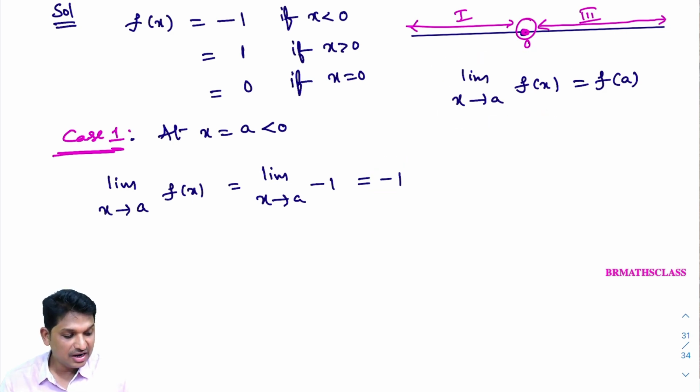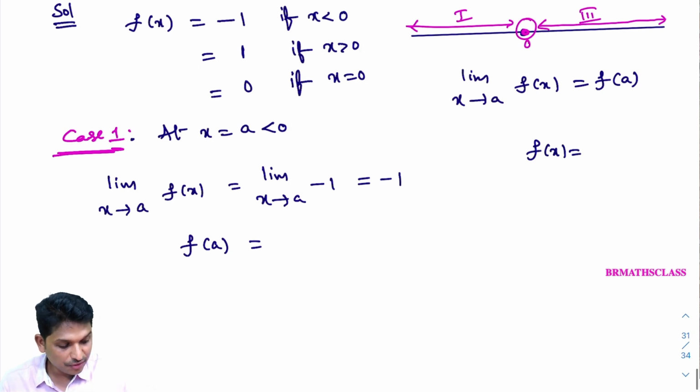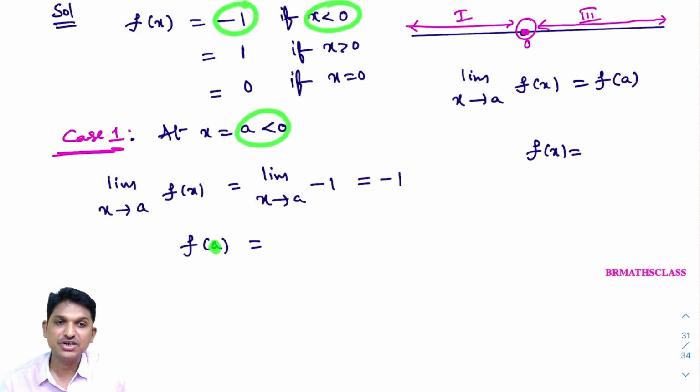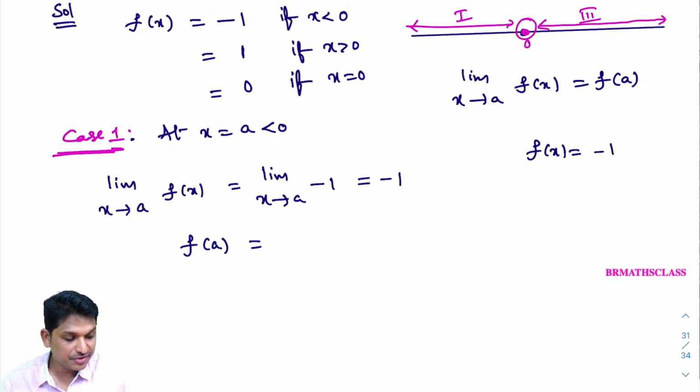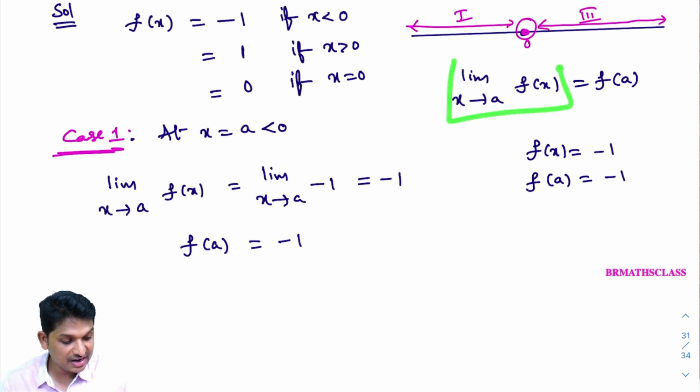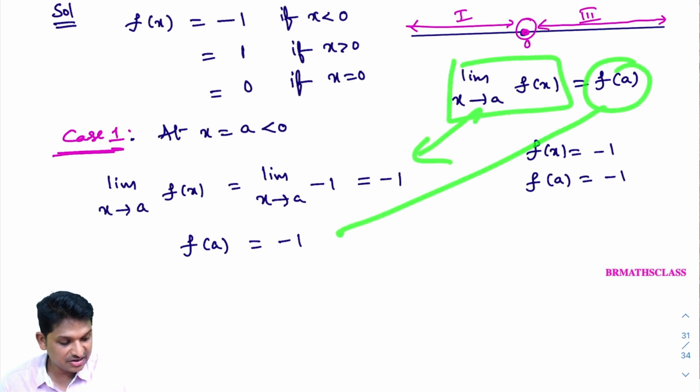Now I will calculate f of a. To calculate f of a, I need f of x. In place of x, here a is there, and a is less than 0. When a is less than 0, we choose this function, so f of x is -1. Now how to calculate f of a? In the given function, where x is there I need to write a, but in the given function, a is not there. So f of a is -1 only. I calculated this one, I got -1. I calculated this one, I got -1.